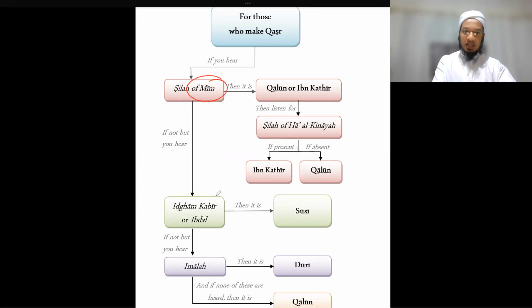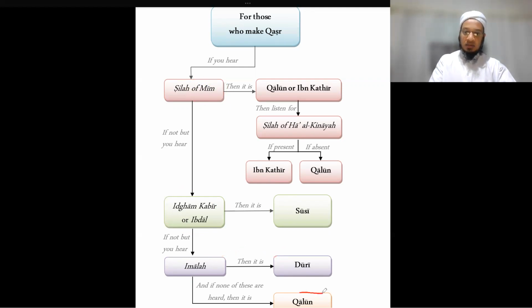If you don't hear sila, but instead you hear either idgham kabir or ibdal, meaning ibdal of the ya sakina into a letter of mad, then you can figure out that that is the riwayah of Susi. If you don't hear any of these, you don't hear sila of the meem or idgham kabir or ibdal, but you hear imala being applied. Imala in any of the categories with qasr will be Duri, right? If you don't hear the idgham kabir, you don't hear the ibdal, and you've excluded Susi, then that imala must therefore be for Duri Basri.